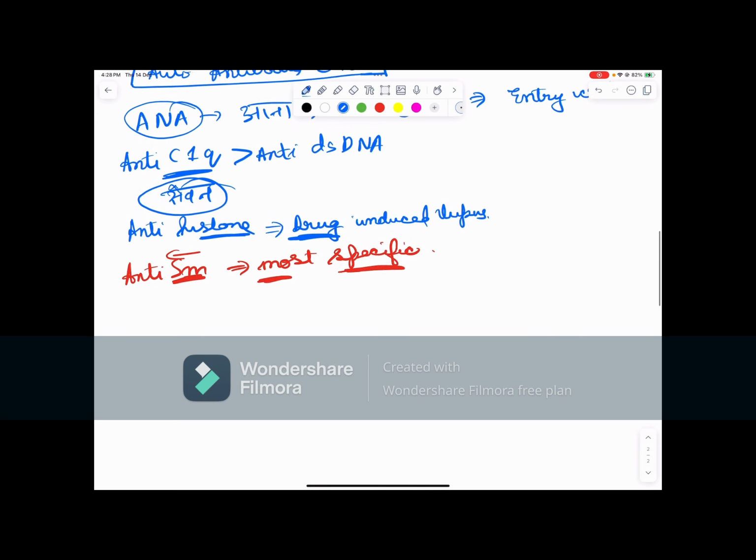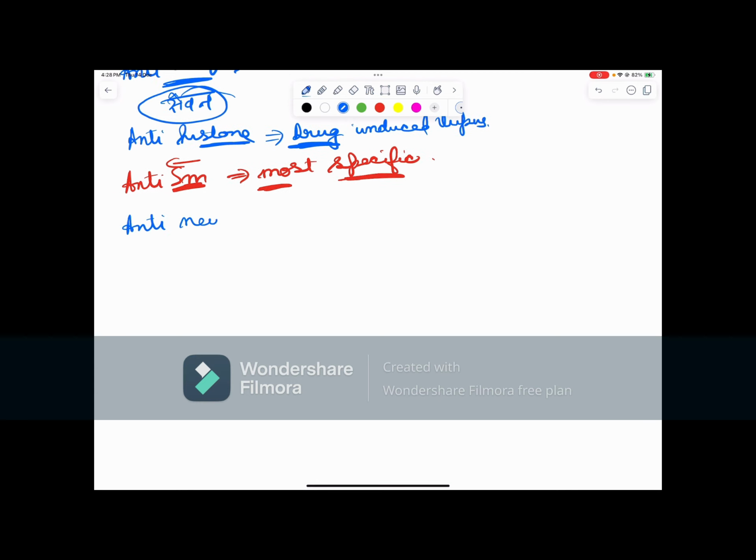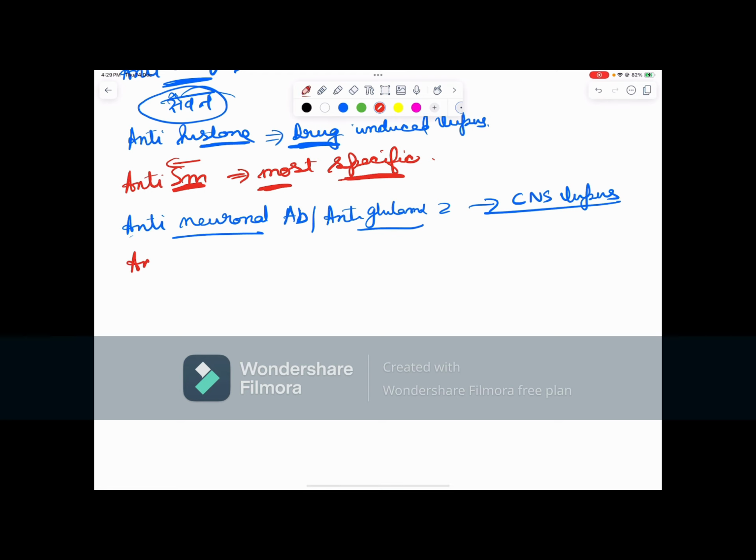Now anti-neuronal anti-glutamate receptor 2, it is related with CNS lupus. Anti-neuronal antibody anti-glutamate 2 receptor is associated with CNS lupus. See, it can be easily learned because it is neuronal or glutamate, definitely it is related with CNS lupus. But don't confuse it with the psychiatric one, in which it is anti-ribosomal P for psychiatric.